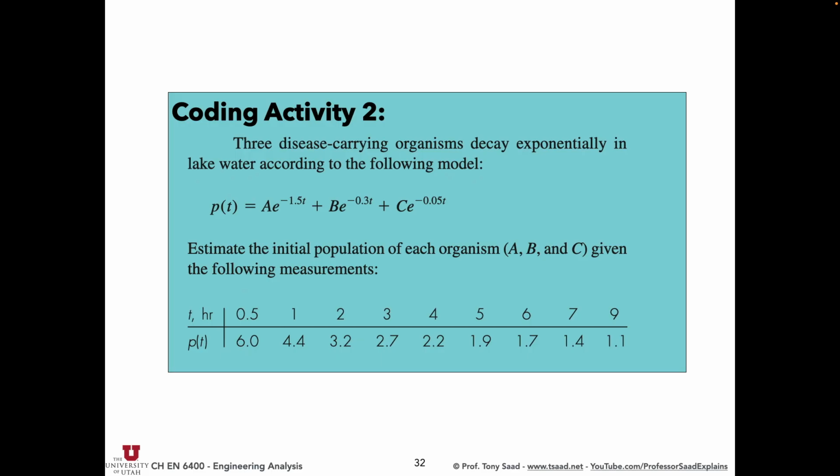In other words, they're saying at t equals 0, what is A, what is B, and what is C? At t equals 0, this is 1, this is 1, this is 1, and simply we have A plus B plus C, which are the parameters that we're looking for. So let's do this with curve fit.